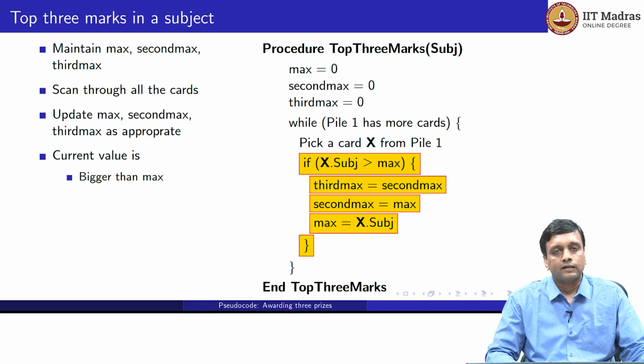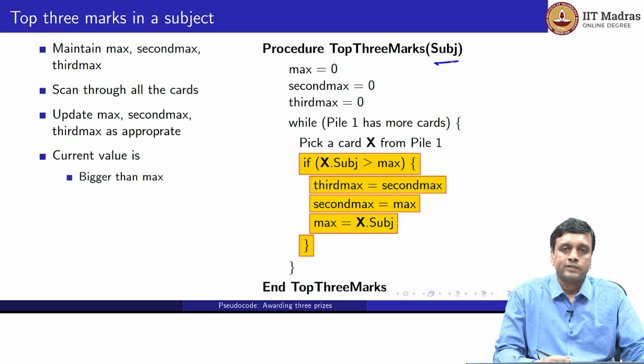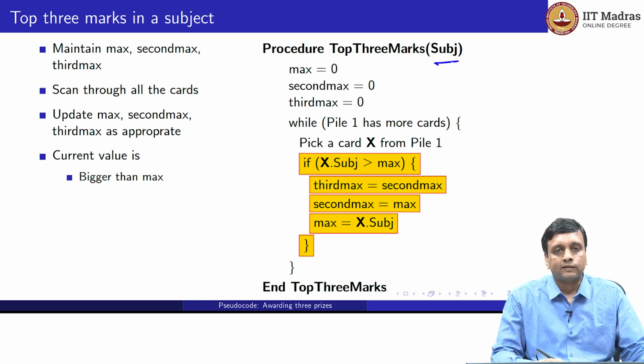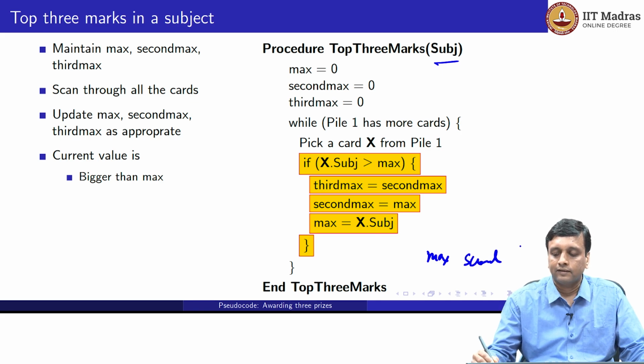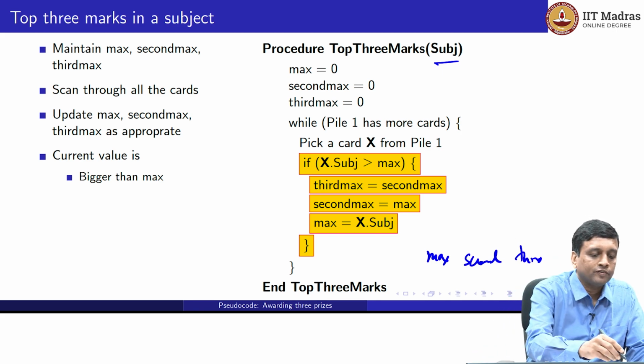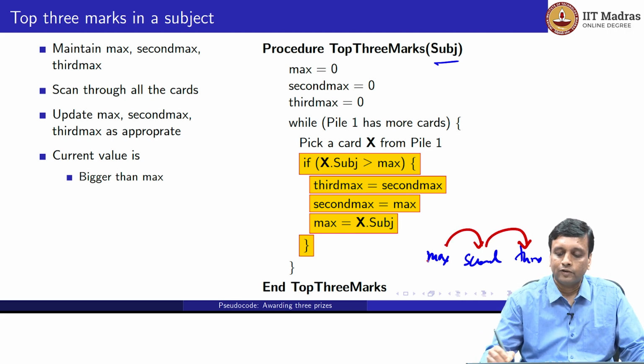So the first situation is when the subject field, so remember the subject is an argument, so it could be maths, it could be chemistry, it could be physics. When the subject that we are looking for is bigger than the maximum, then we have to update all 3, and now the order is important. We have max, second, and third, right? So we have to first make sure that we copy this value there and then copy this value here and then copy the new card value here.